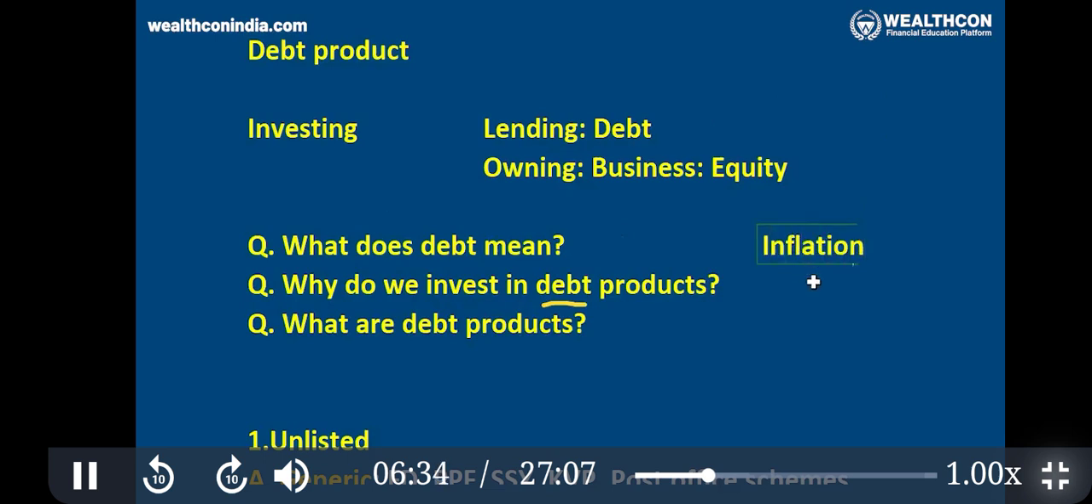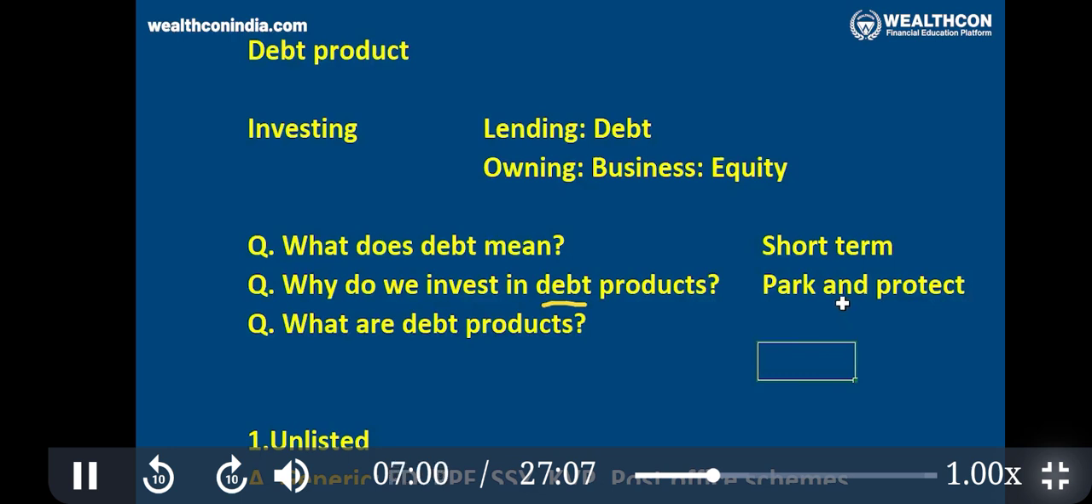Although it may not completely protect, it offers some sort of protection from inflation, or a place for parking short term funds. Park and protect. Remember, park and protect. These are short term investments. Debt investment should not be considered long term, 10, 15 or 20 years, because they don't give growth. They are good only for the short term. Short term means 1 year, 2 years, max 3 years. We can't consider 7 years as short term.